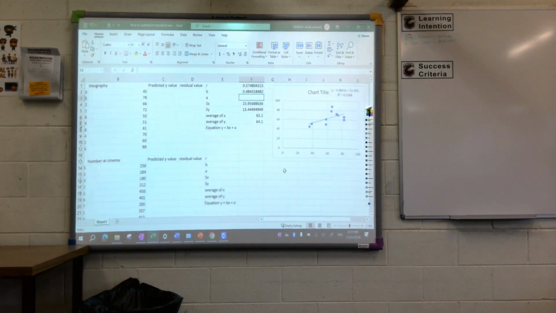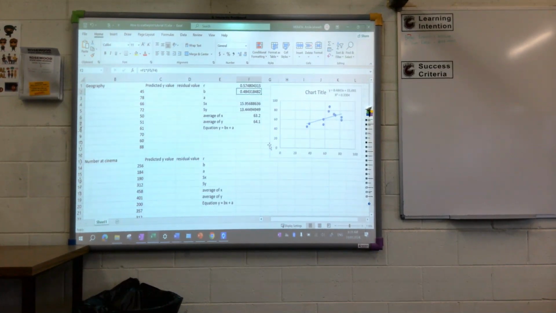Now, if we notice here, we've got 4 decimal places, 0.4843. And when we look at our graph here, our B value is the same number, which means we've done this correctly. Which means we only have A to find.